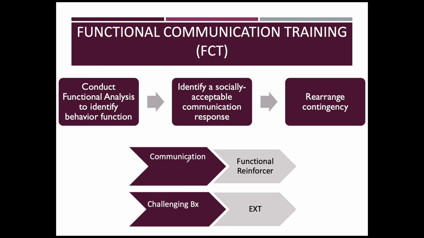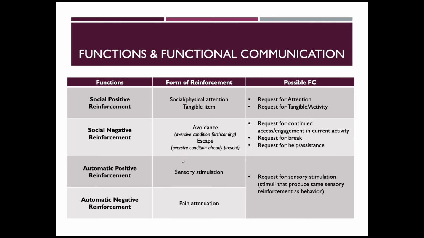So let's just say there's an example of problem behavior maintained by social negative reinforcement in the form of escape. We can teach the individual to request a break instead of engaging in problem behavior. Okay. So let's look at the different functions and then consider the functional communication responses. For social positive reinforcement in the form of access to attention or a tangible item, we could teach a request for attention or a request for a tangible item, or both.